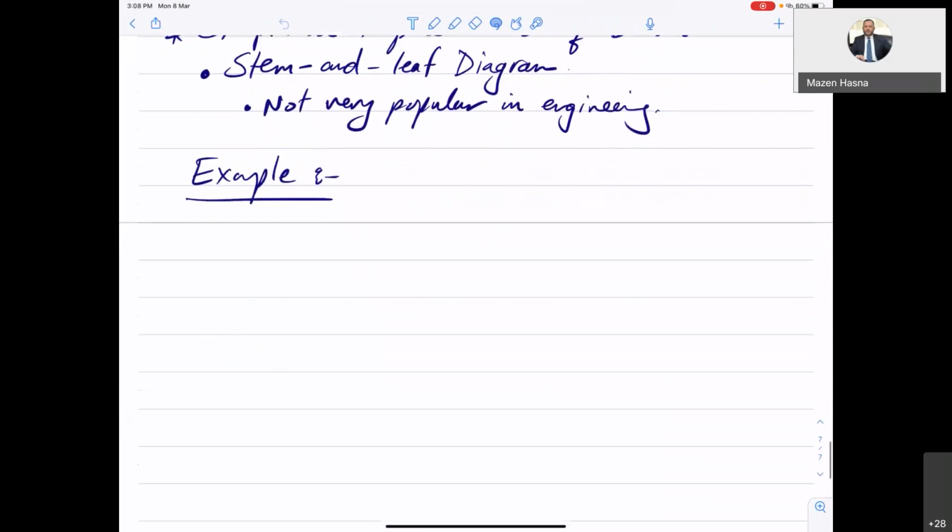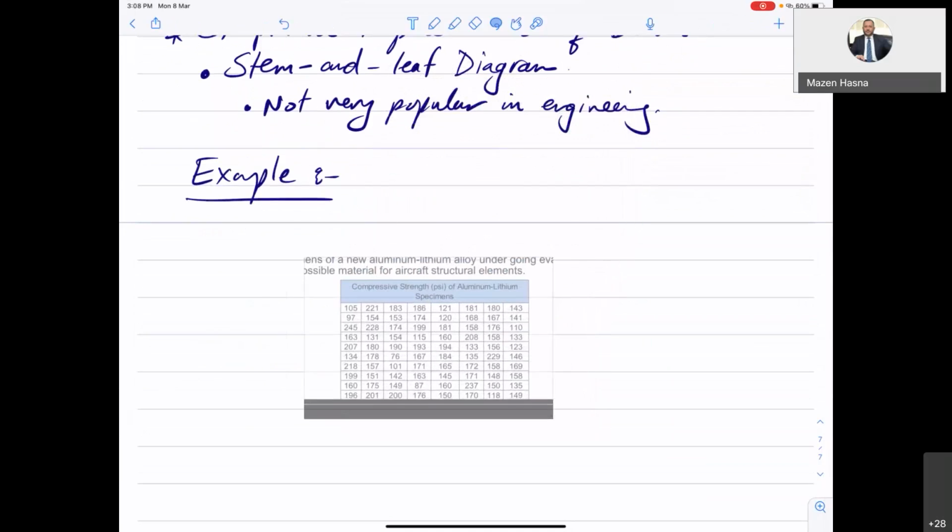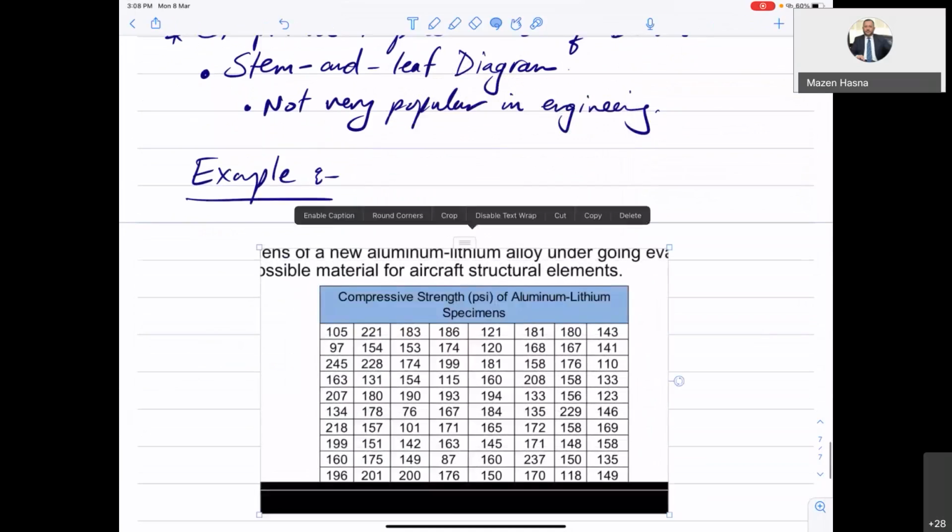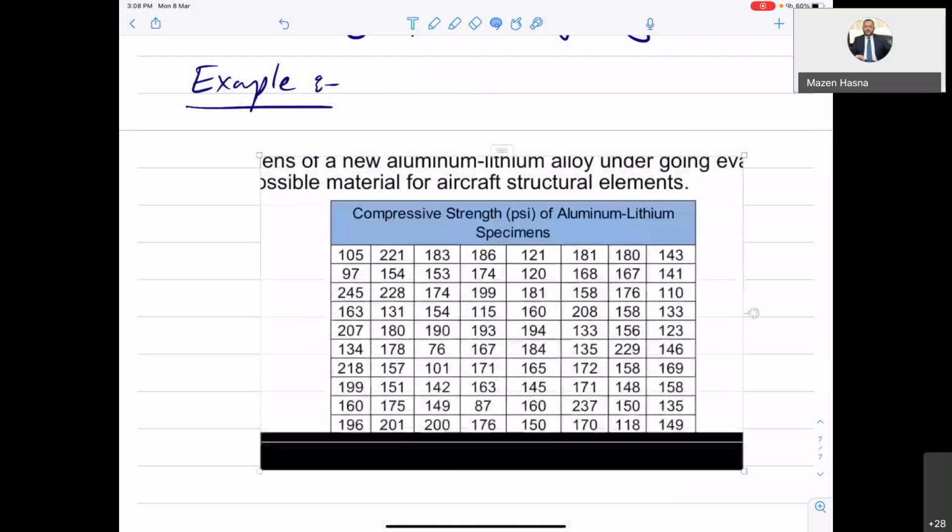So assume I have this set of data. You are developing a new specimen using aluminum lithium, and you do this compressive strength test, those in mechanical engineering, more specifically in materials engineering, and you did your experiment, you get all of this data, and now you need to present this data to your supervisor. He asked for a graphical representation, and you knew that he does not know anything about stem and leaf, so you wanted to impress him.